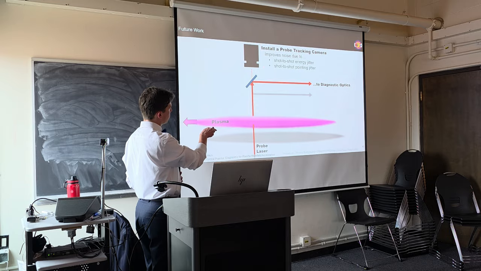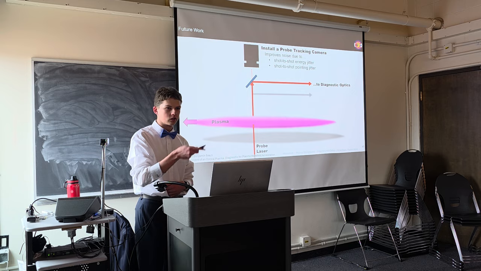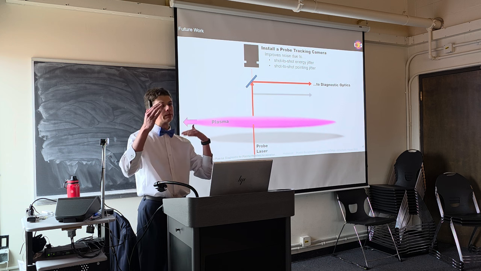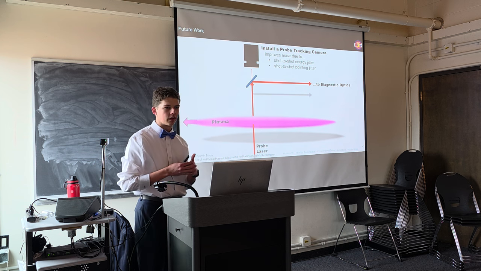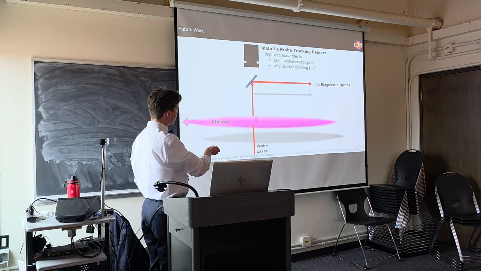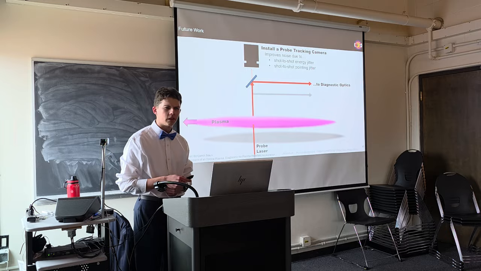But yeah, we can do that with the camera, and then with the camera the nice thing is we can also look at pointing jitter. So that 18% variance, we can basically get rid of that because we know how much of the plasma the laser went through, if that makes sense. Yeah.